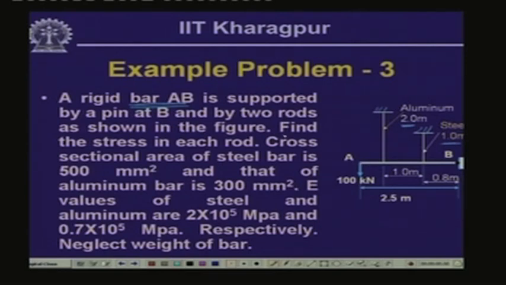Now, we will have to find the stress in each rod, and the cross sectional areas are given. The steel bar is 500 millimeter square and that of the aluminum bar is 300 millimeter square, and the values of E are given as 2 into 10 to the power 5 and 0.7 into 10 to the power 5 MPa for the steel and the aluminum. And let us assume that the weight of this bar is negligible.